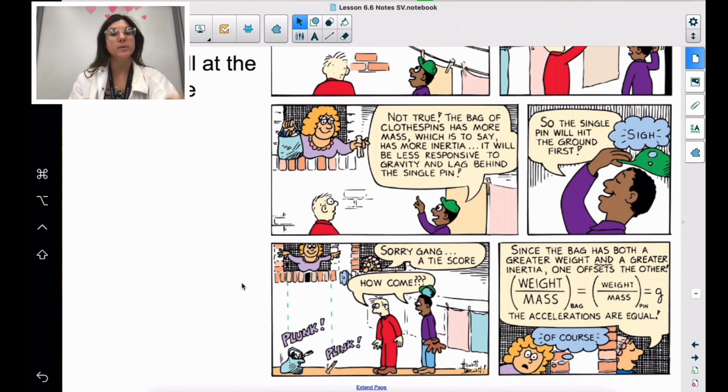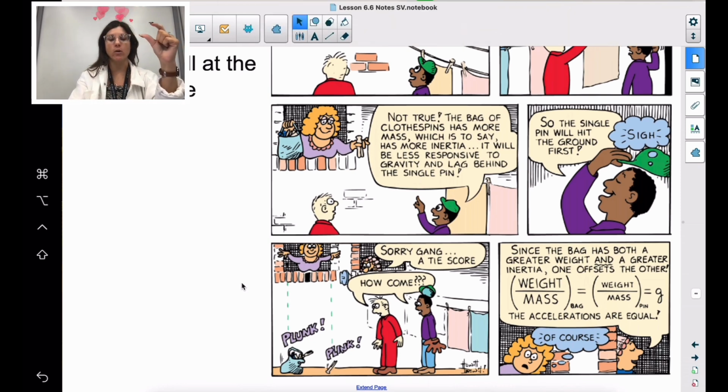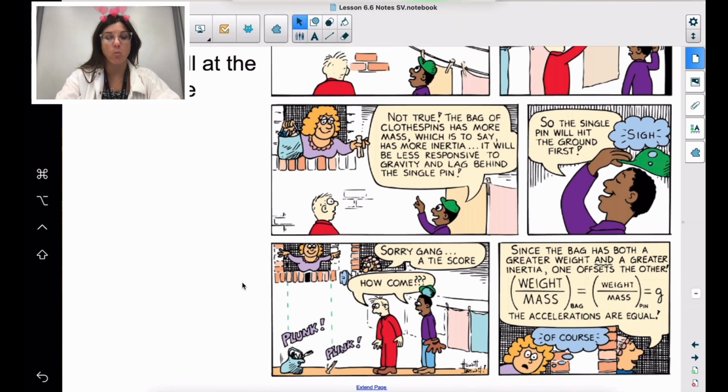Now, the reason the clothespin doesn't fall faster than the bag is because it has less weight acting on it. So it's not being pushed to fall very fast. Like the bag of clothespins is having to be pushed a lot just to get it to fall. So by comparing that ratio of the amount of force to the amount of mass, we end up getting equal rates of acceleration. So we can see that this comic strip really does a good job of explaining the why.